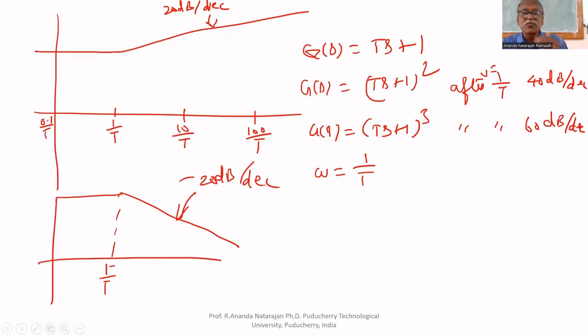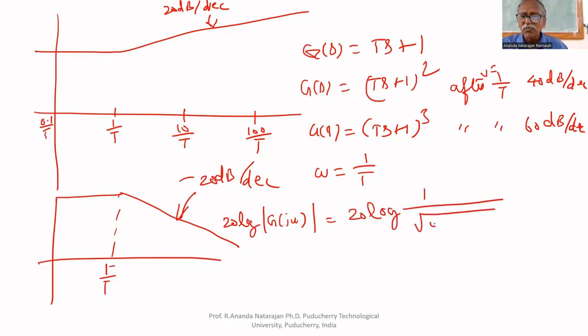If omega tau is far greater than 1, we are ignoring 1. If we consider both, what will happen? At corner frequency, what happens? 20 log modulus of G of j omega equal to 20 log 1 by square root of omega square tau square plus 1, that is equal to minus 20 log square root of omega square tau square plus 1.